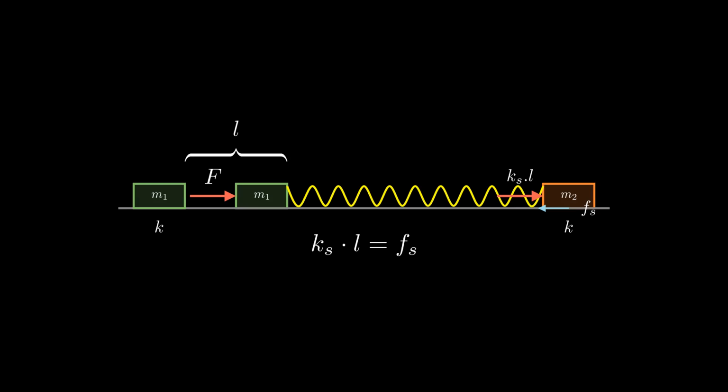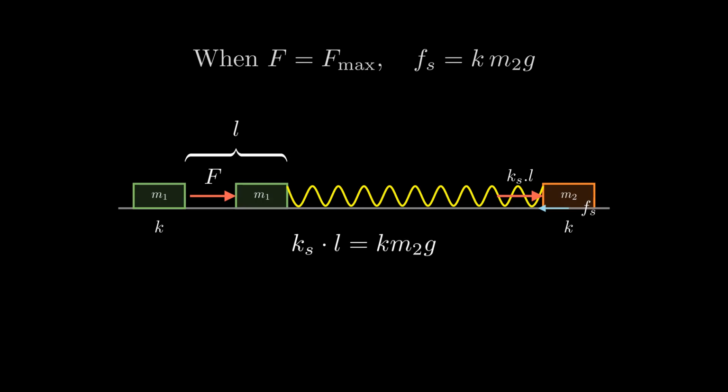Now in the limiting case wherein F is equal to F max, which is the maximum force that I'm applying on M1, the static frictional force is going to be maximum, which means that Ks times L will be equal to K M2 g, wherein K M2 g is the maximum static frictional force on M2.